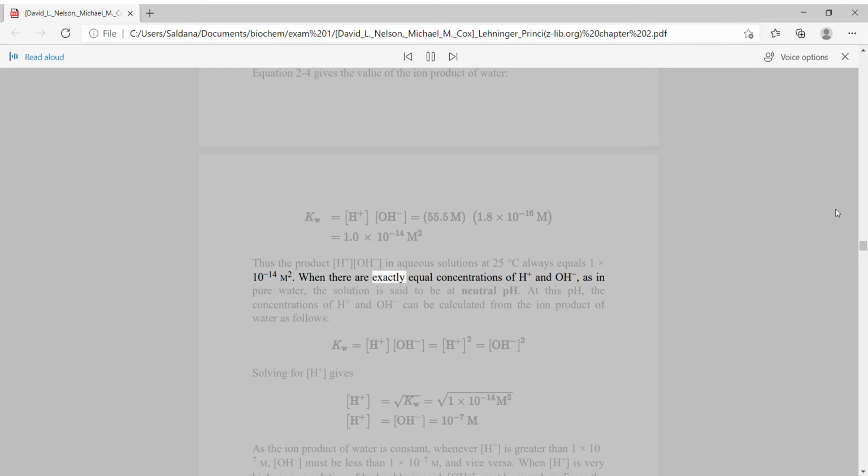When there are exactly equal concentrations of H+ and OH-, as in pure water, the solution is said to be at neutral pH. At this pH, the concentrations of H+ and OH- can be calculated from the ion product of water as follows. Solving for [H+] gives: as the ion product of water is constant, whenever [H+] is greater than 1 × 10^-7 M, [OH-] must be less than 1 × 10^-7 M, and vice versa.